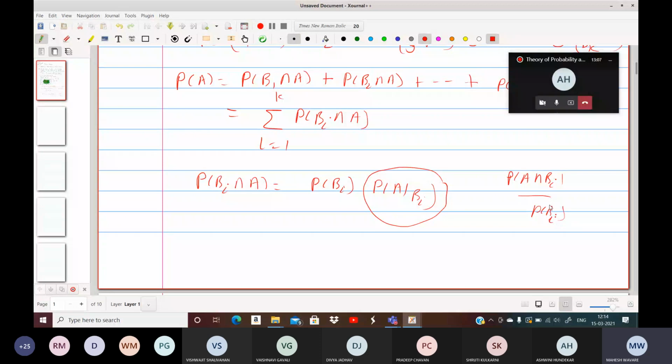So here you can write the sum over i from 1 to k of probability of Bi multiplied by probability of A conditional on Bi. So this is the rule of elimination.